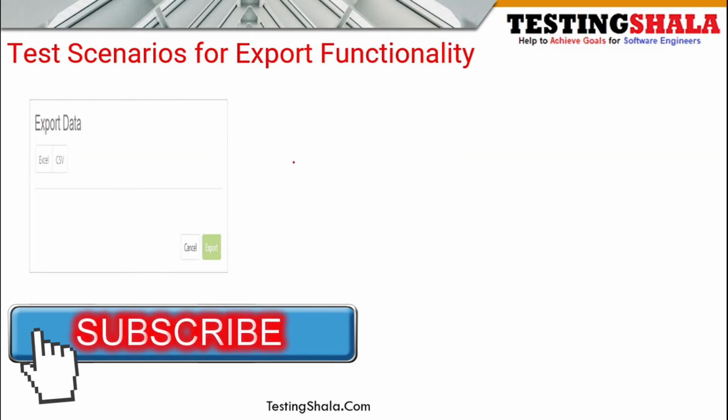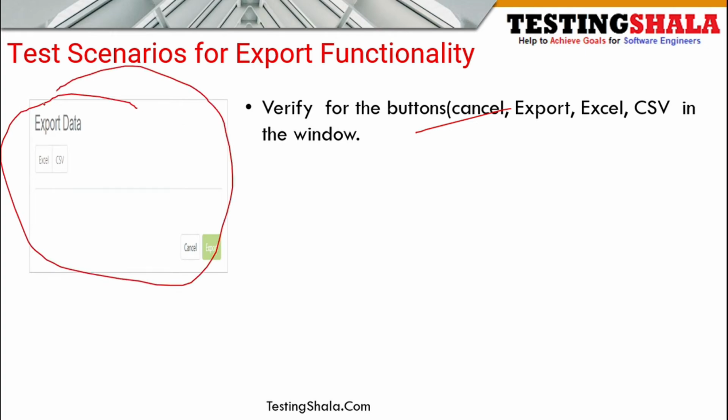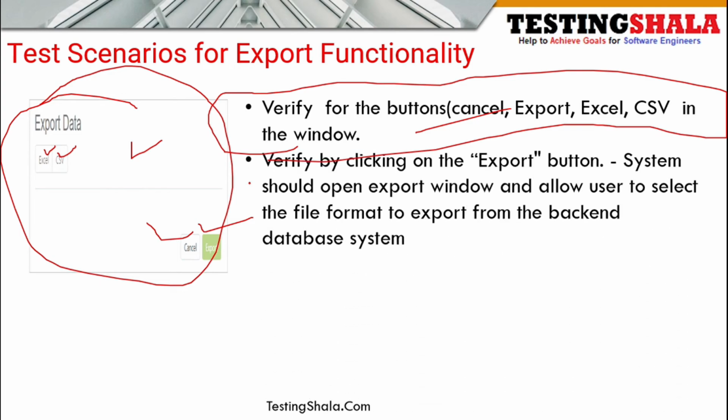Now let's understand the different test scenarios we can write for export functionality. The first thing we should validate is all the objects available in the UI panel: the Excel button, CSV button, cancel button, export button, and all the fields. Validate that everything works as expected. That is the first scenario.